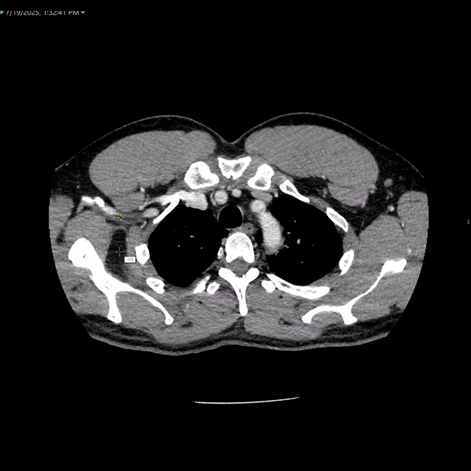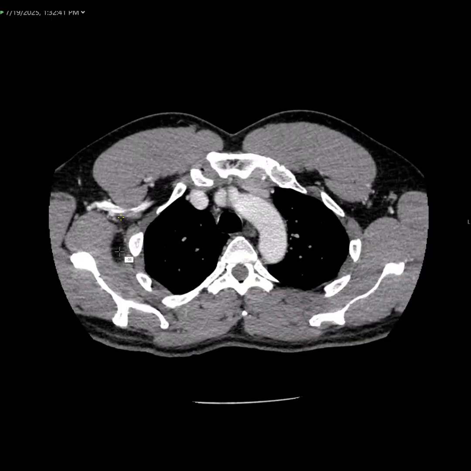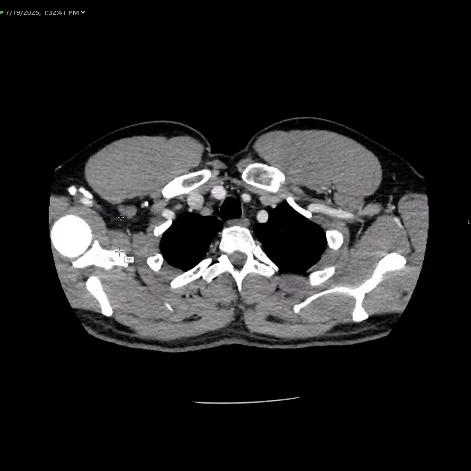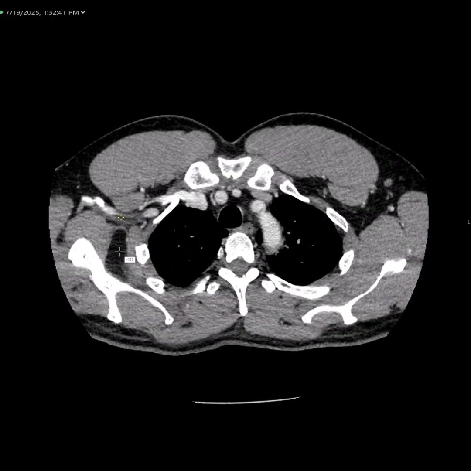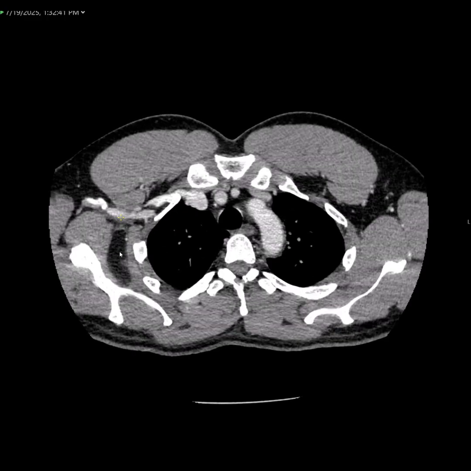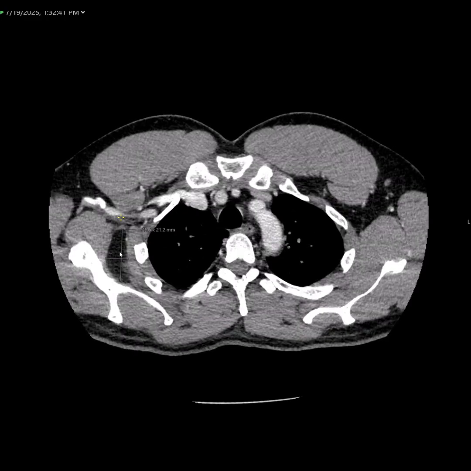The differential for something like that, given that it's pretty well circumscribed, is something like a lipoma. However, given how deep it is, since lipomas are typically more towards the surface, and it's kind of within a muscle belly, it could also be a hibernoma.